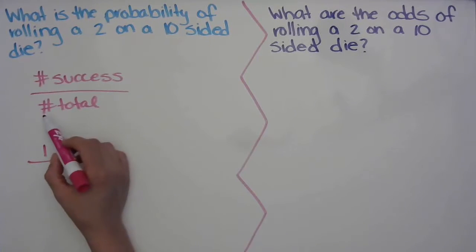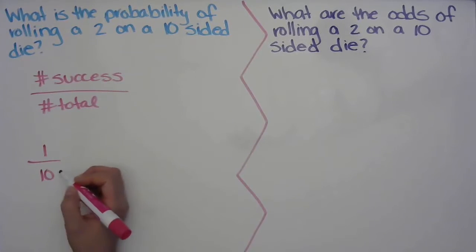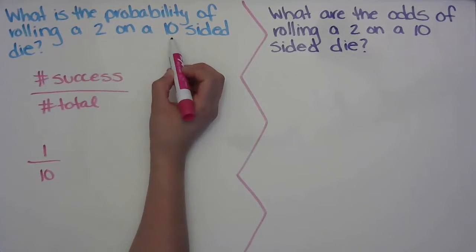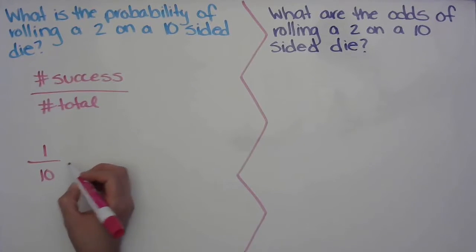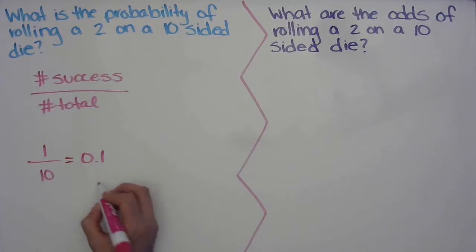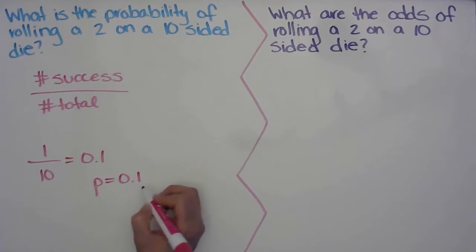So now, how many total outcomes are there? There's going to be 10. Now there's 10 because we are dealing with a 10-sided die, and we could roll any one of 10 numbers total on that die. So that's why the number of total possible outcomes is 10. So now we just divide that out. That's going to give us a value of 0.1. So our probability for this problem is 0.1.